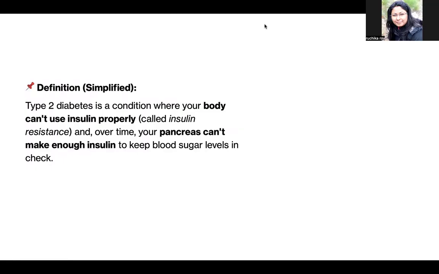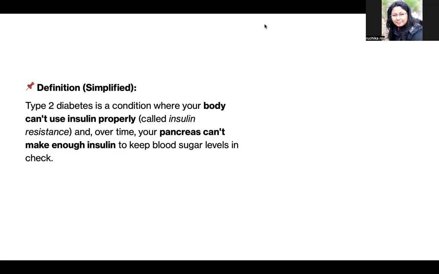ठीक है, तो what is the definition, अगर हमें लिखने को बोले, that is type 2 diabetes is a condition where your body can't use insulin properly. मीन्स पैनक्रियस के बीटा सेल से इंसुलिन तो सिक्रेट हो रहा है, पर इंसुलिन जहां पर काम करना चाहिए वो नहीं कर पा रहा है। So that is what is known as insulin resistance.